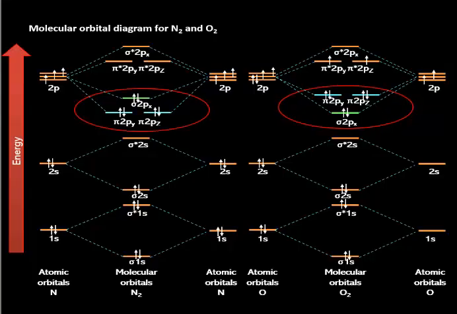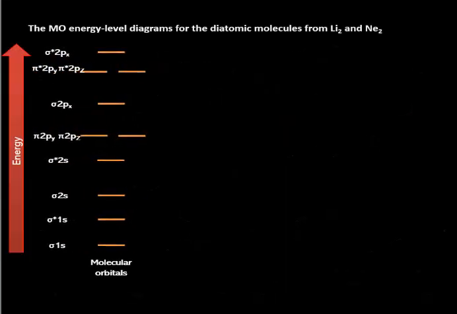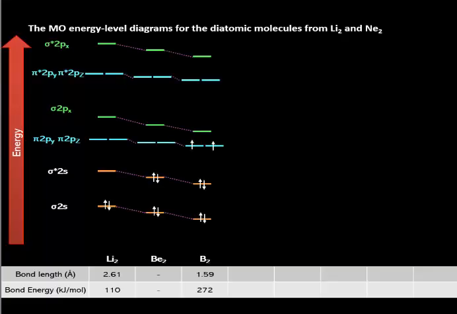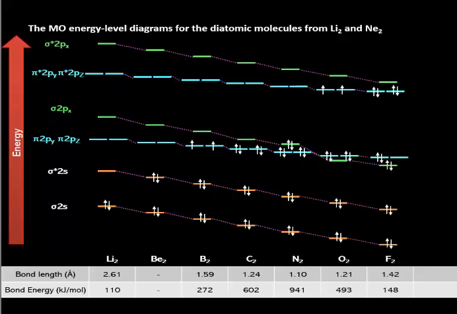To understand this, let's first ignore the inner 1s orbitals, since they don't participate in bonding for elements beyond lithium. That makes our diagrams much cleaner. Now, as we go across the periodic table from lithium to beryllium, boron, carbon, nitrogen, and then oxygen, the energy of atomic orbitals decreases. This happens because electronegativity increases, pulling electrons closer to the nucleus. The beryllium molecule Be2 is never formed as its bond order is 0.